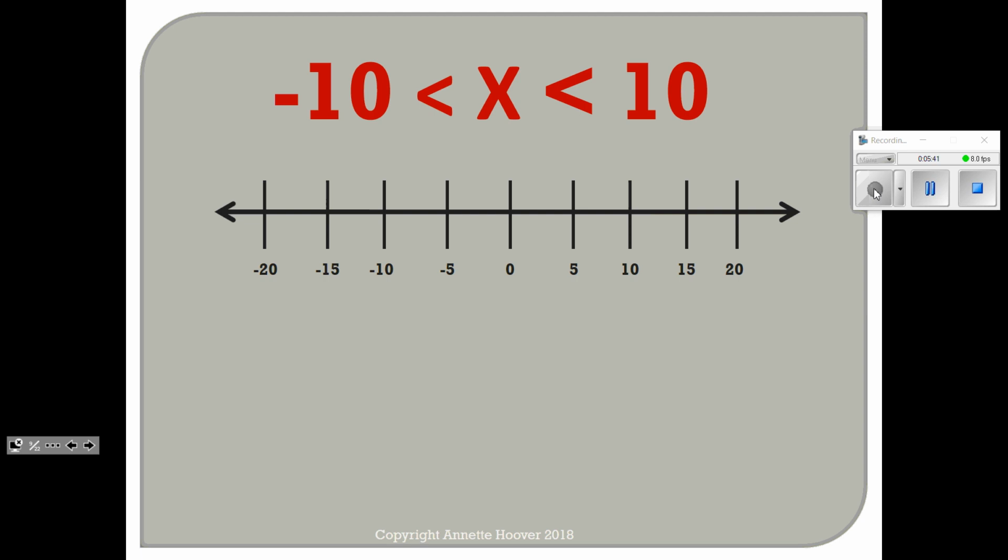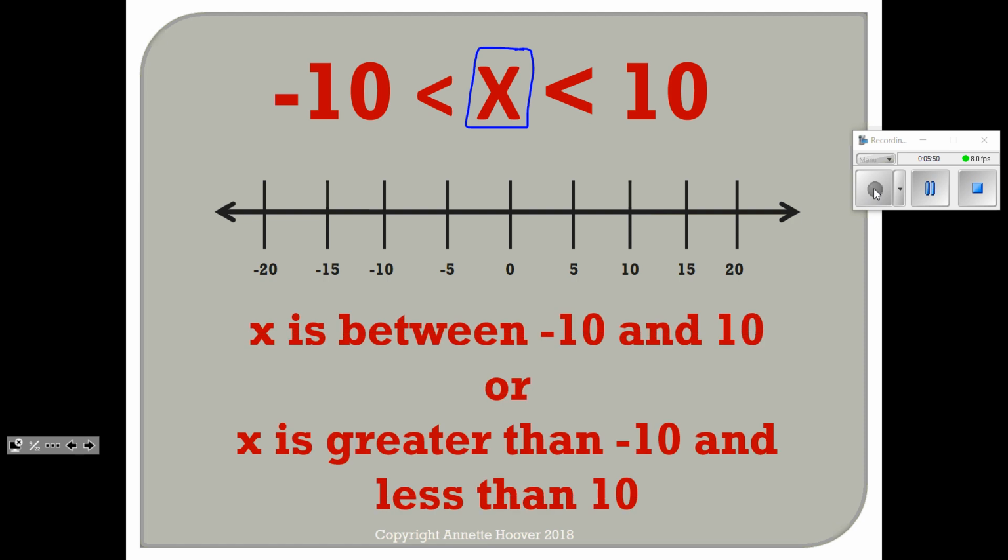This one looks a little different. So here's our variable in the middle. So the way we would read this is x, so we're going to talk about x first, is between, see how x is between these two numbers? You could say x is between negative 10 and 10, or you could start reading right here and read this direction and say x is greater than, see how the wide part is next to the x? You have to read backwards this way. X is greater than negative 10, and now you read this way. X is less than 10. You can read it either way.